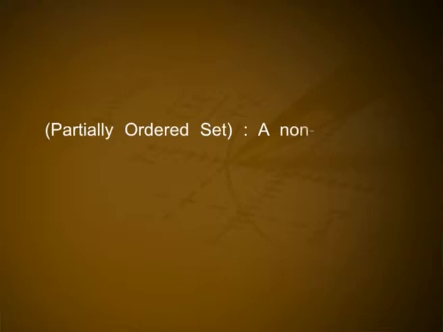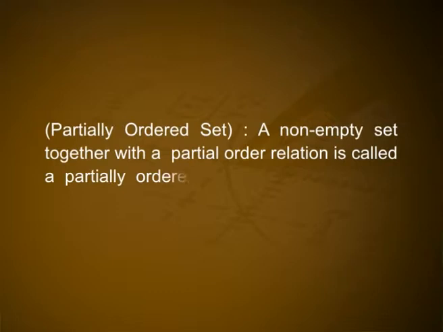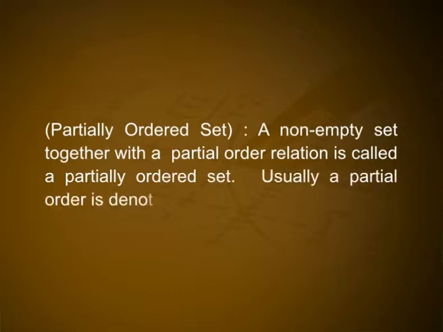Partially ordered set. A non-empty set together with a partial order relation is called a partially ordered set. Usually, a partial order is denoted by less than or equal to. An element a is said to cover an element b under a partial order relation less than or equal to on a set if b is less than or equal to a. If a covers all other elements of the chain containing it, then it is called a maximal element of the set.